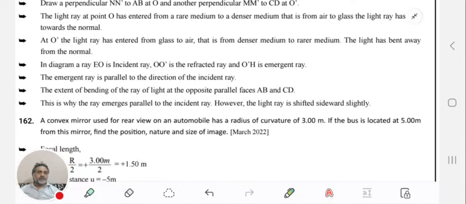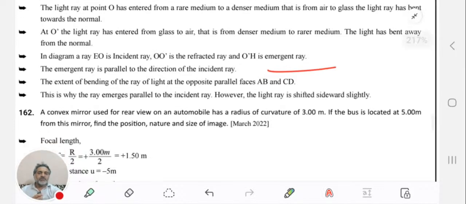In diagram, a ray EO is incident ray, OO dash is the reflected ray, and O dash H emergent ray. Emergent ray. એટલે બહાર નીકળે ને. The emergent ray is parallel to the direction of the incident ray. The extent of bending of the ray of light at the position opposite parallel faces AB and CD. This is why the ray emerges parallel to the incident ray. However, the light ray is shifted sideward slightly.